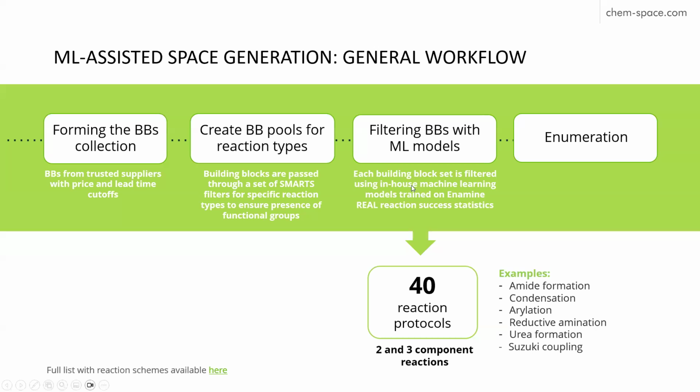The next step is to apply our machine learning models to filter out potentially unsuccessful reagents. So far, we have models trained and ready to use for 40 reaction protocols, and these protocols include 2- and 3-component reactions. So here you can see examples of the reactions. Once again, we make sure to include the most common reactions in drug discovery. And finally, we can proceed with enumeration using the potentially successful building blocks.